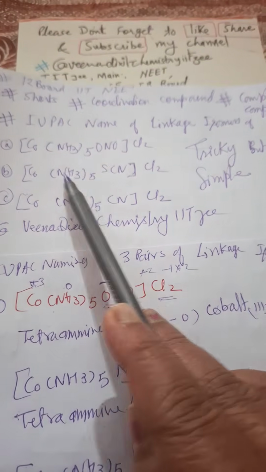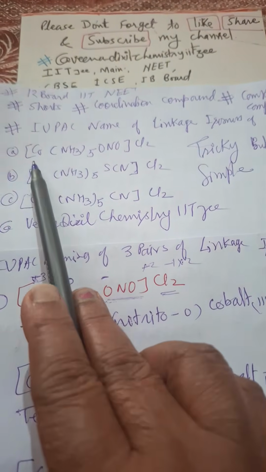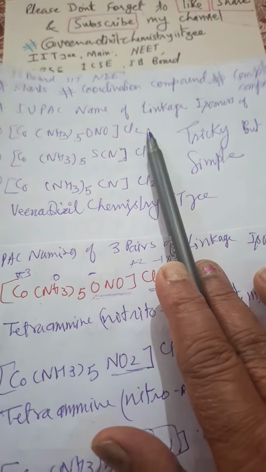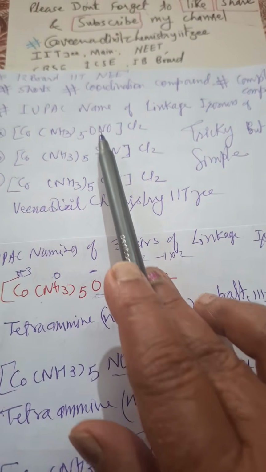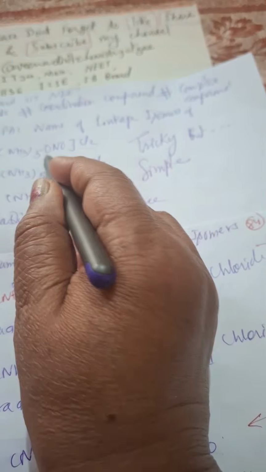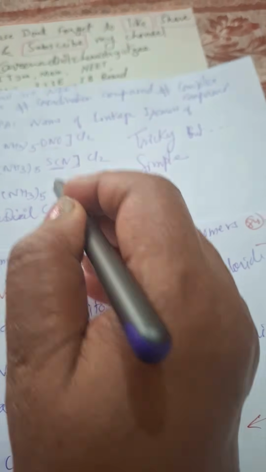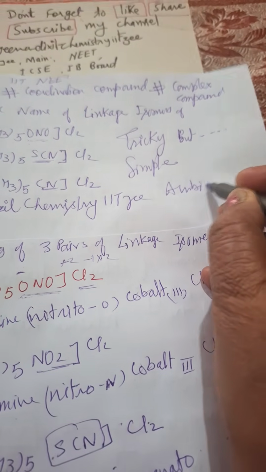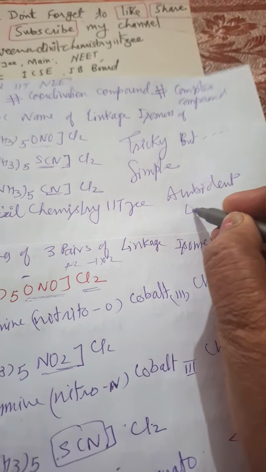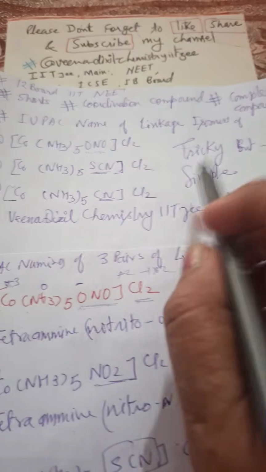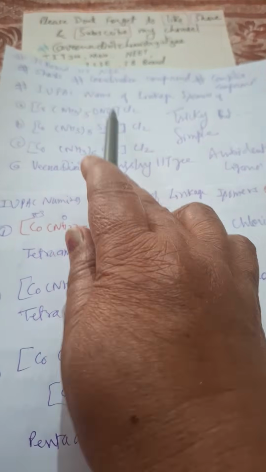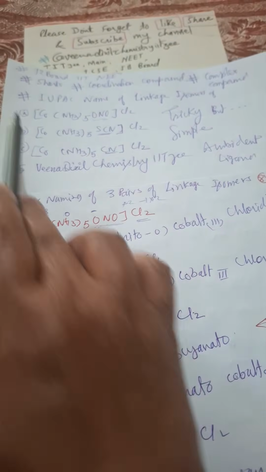Now, [Co(NH3)5] and see here, the central atom I have taken the same, these five ligands I have taken the same, and the counter ion is also the same. Only I changed this ambident ligand, which can show different types of linkage. These are ambident ligands. Ambident ligands show linkage isomers. Either side of the ligand can be attached to the central atom.